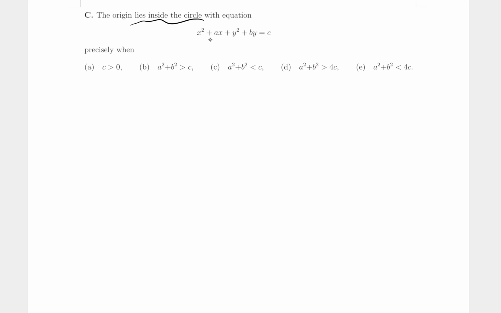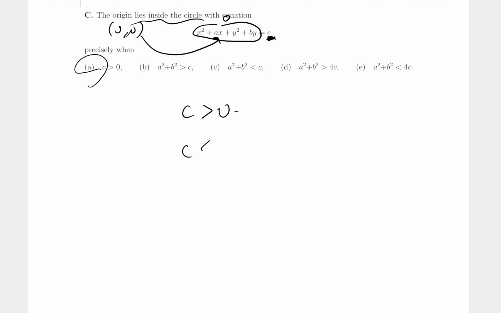So we're saying that you chuck in the origin (0, 0), and this side becomes 0, because this whole thing becomes 0. And if it's inside the circle, then the right hand side, which is C here, has to be greater than 0, and that gives the answer A straight away. If it's outside, then C has to be less than 0. If the origin is on the circle, then C equals 0. This is a trick everyone should know. I hope it's quite useful.